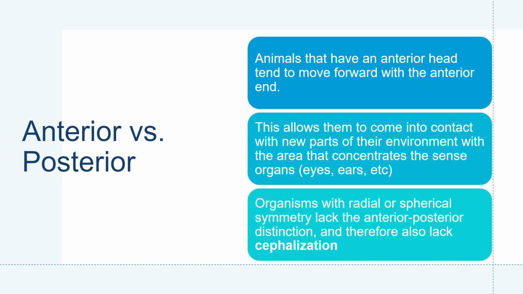Animals that have cephalization, they have an area that we would consider the head, tend to move forward using this anterior or head region. And that allows them to come into contact with parts of their environment and interact with them first using this cephalization or using their sense organs. Organisms with radial or spherical symmetry do not have this anterior posterior distinction, and we can't really see cephalization in those that have radial or spherical symmetry. It's only present in those with bilateral symmetry.